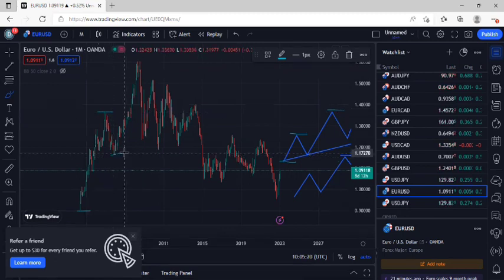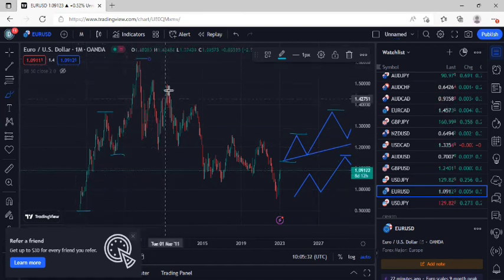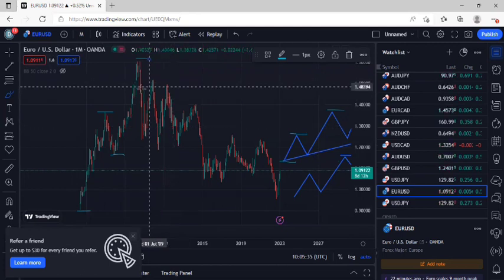We have another higher low here. Then we have another higher high. So the moment you have higher low, higher high, higher low, higher high, then we have an uptrend. So this market now is in an uptrend.